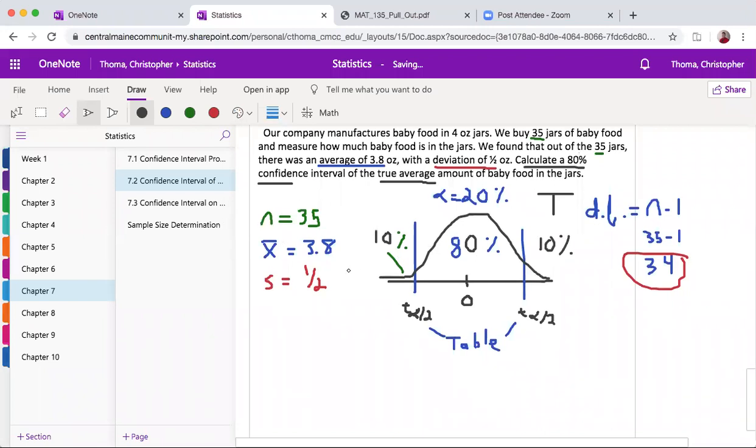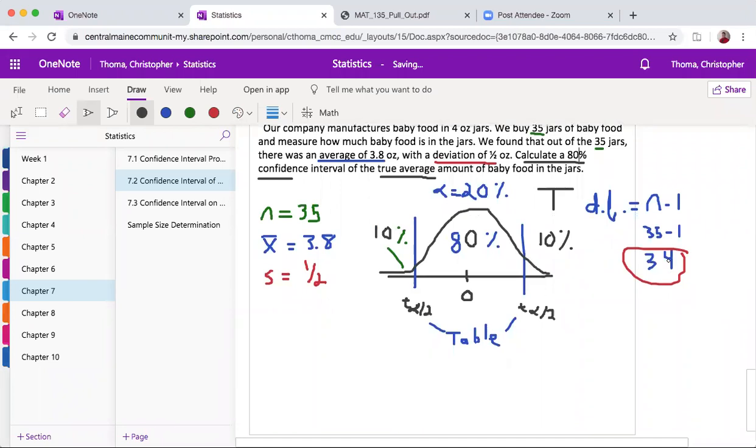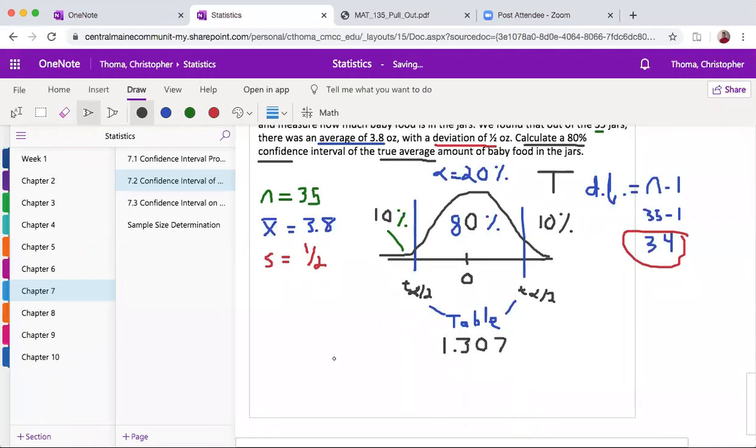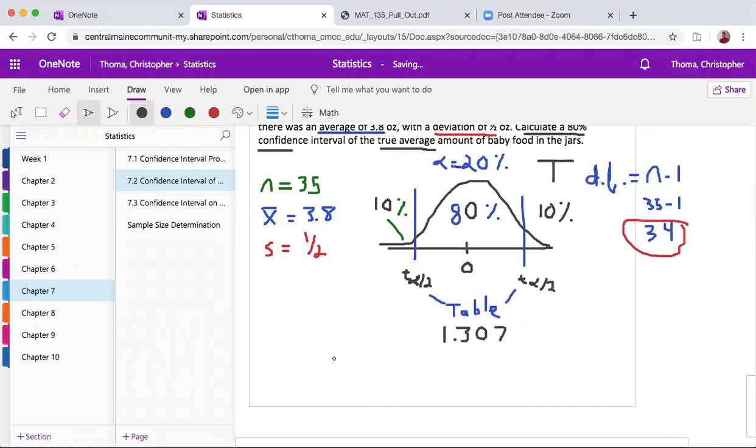Let's try this again. So I go to my table, find 34, find 10% in each tail. So I'm in the very last column, and I get a critical value of 1.307. No one's asking questions, so I guess I'm okay.